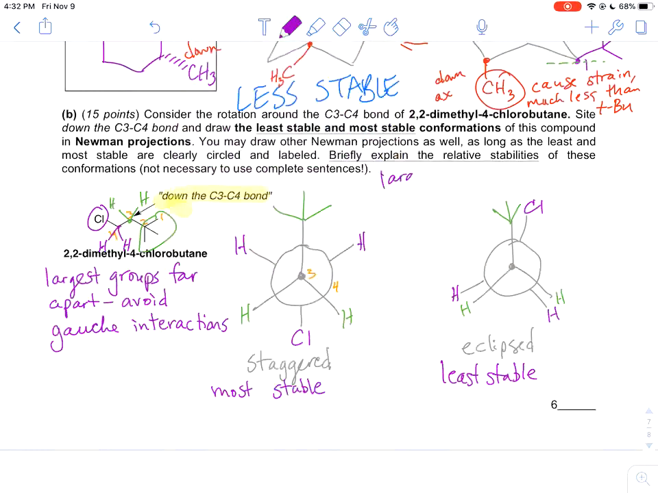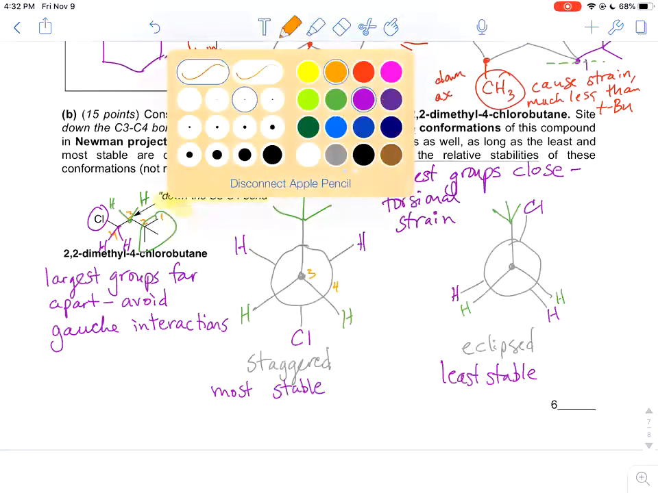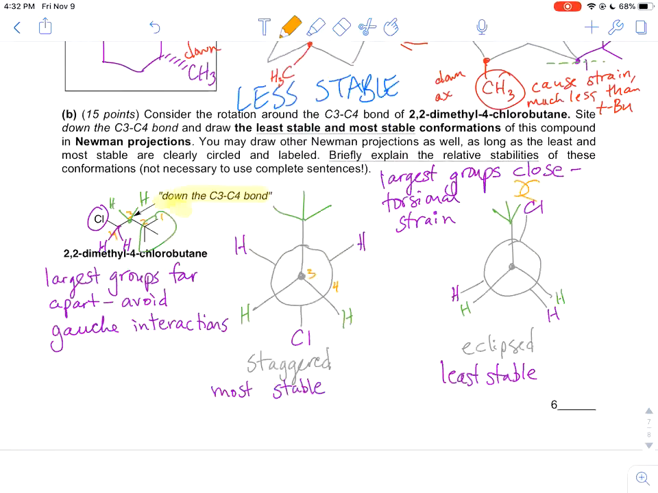Okay, so again, the largest groups are close. And more specifically, they are causing torsional strain. Torsional strain is a specific type of steric strain associated with eclipsed conformations. These groups are close enough to bump into each other. There's also hydrogen-hydrogen eclipsing interactions on both of those there. We don't have any gauche interactions between these two groups or between these two groups. There's pretty much no strain associated with this particular staggered conformation. And there's a lot of strain associated with this conformation.